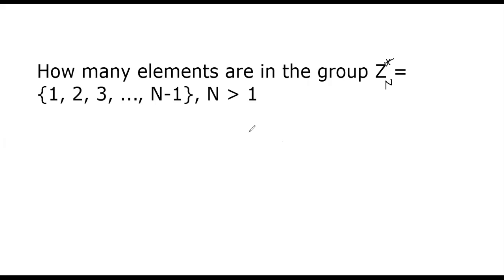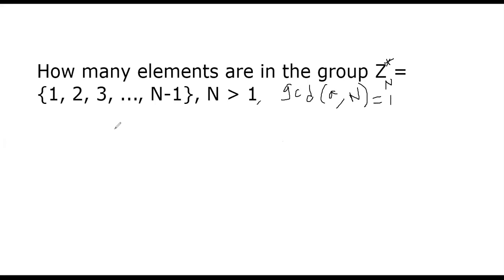Hello, welcome back. In this segment, I wanted to answer this question. How many elements are there in the group Z star n, the multiplicative group that we talked about earlier, which is made of numbers from 1 through n minus 1, such that the GCD of any element a in the group with n is 1.